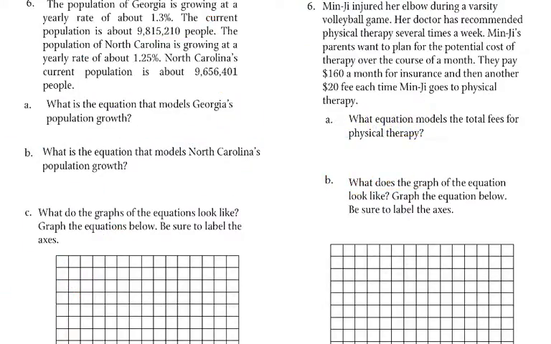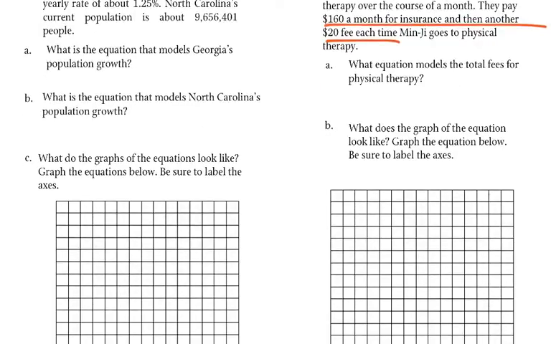Alright, now in the last 5 minutes, let's do the last problem. Minji injured her elbow during a varsity volleyball game. Her doctor has recommended physical therapy several times a week. Minji's parents want to plan for the potential cost of therapy over the course of a month. They pay $160 a month for insurance, and then another $20 fee each time they go to the physical therapy. What equation models the total fees for physical therapy? What does the graph of the equation look like?